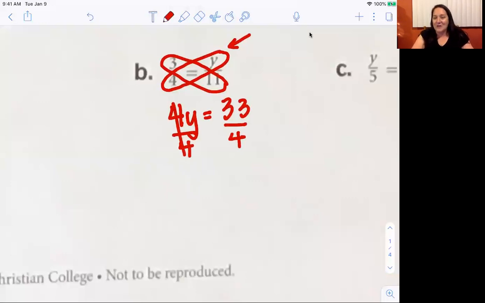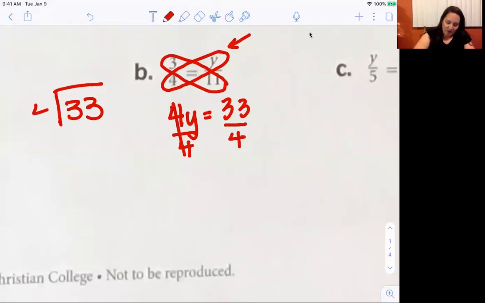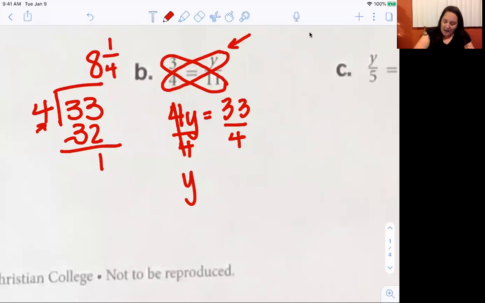Now I want to change that to a mixed number. How do I do that? Just do 33 divided by 4. How many times does 4 go into 33 without going over? 8 times. 8 times 4 is 32. My remainder is 1, so it becomes 1 over 4. So y equals 8 and 1/4.